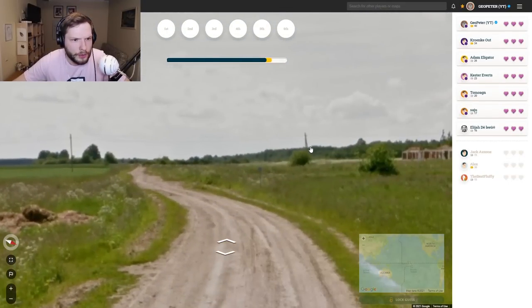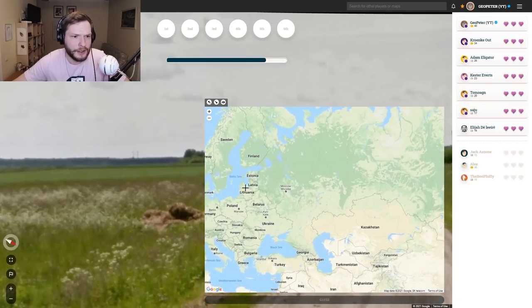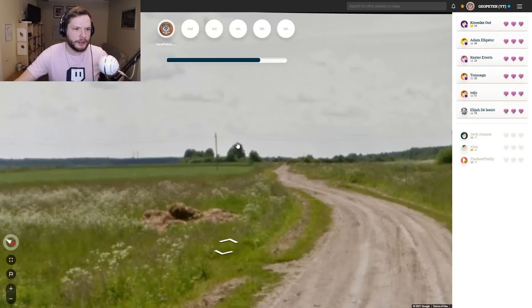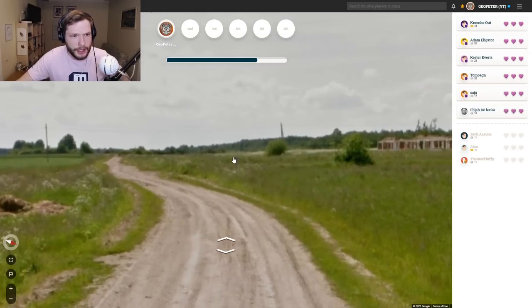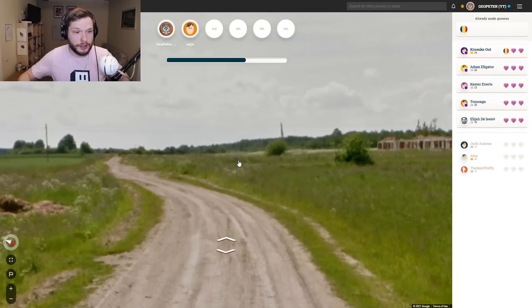And we get some poles. Lithuania, maybe? Definitely not Latvia. Let's go Lithuania. And it is. Those poles kind of looked Lithuanian in the distance. And also this sign. This was either Lithuanian or Estonian. In Latvia, these kilometer markers are parallel to the road.